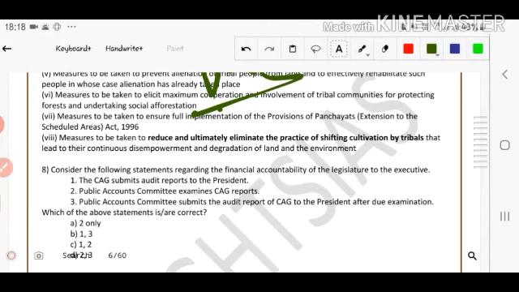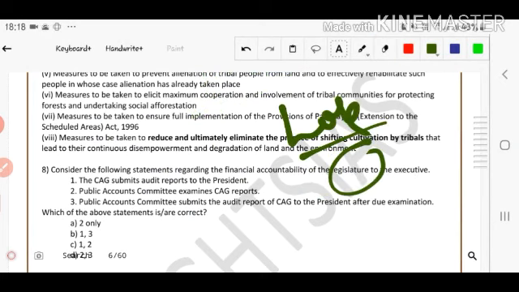Let us see. Consider the following statements regarding financial accountability of the legislature to the executive. Legislature is in which? Parliament. Parliament is made of whom? Lok Sabha and Rajya Sabha, because the legislature includes Lok Sabha and Rajya Sabha, and if the President gives assent, that becomes the whole Parliament. To the executive, note first: CAG submits the audit report to the President, is it right?